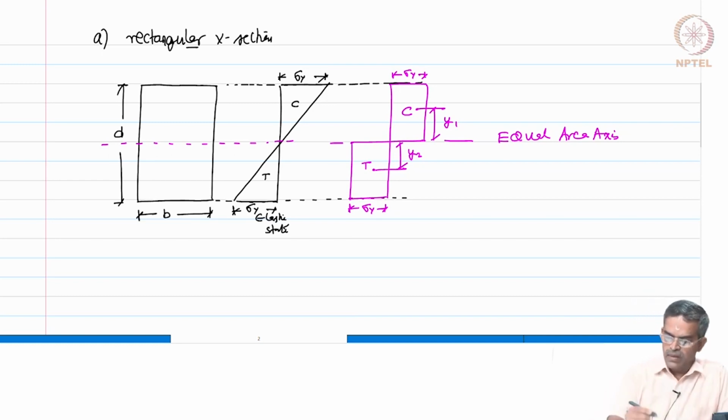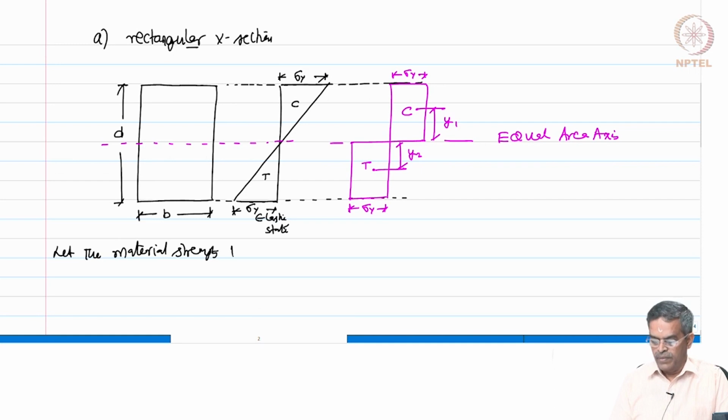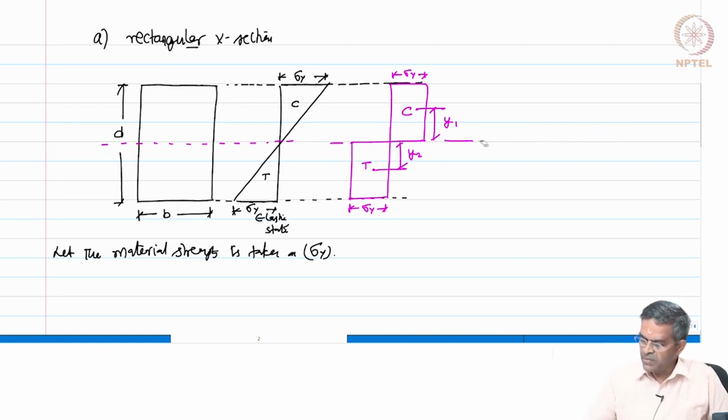Let the material strength be taken as sigma y. So, we can easily find the section modulus. I will just rub this and write it here because I need some space. I put it as equal area axis.